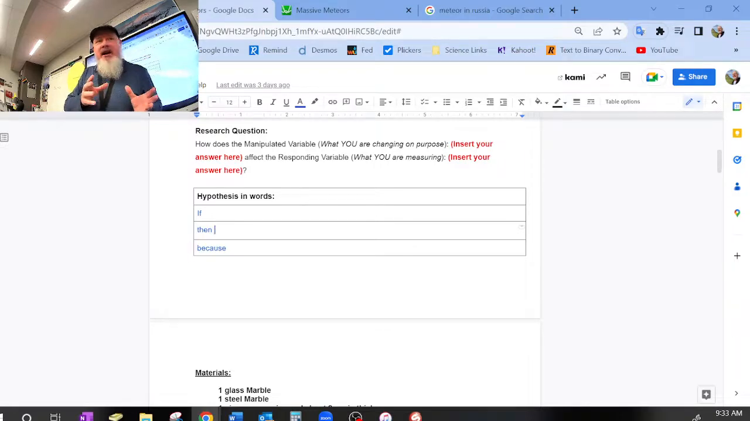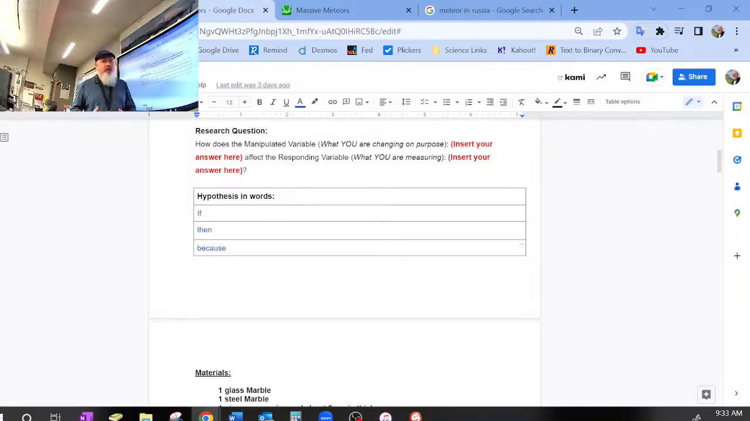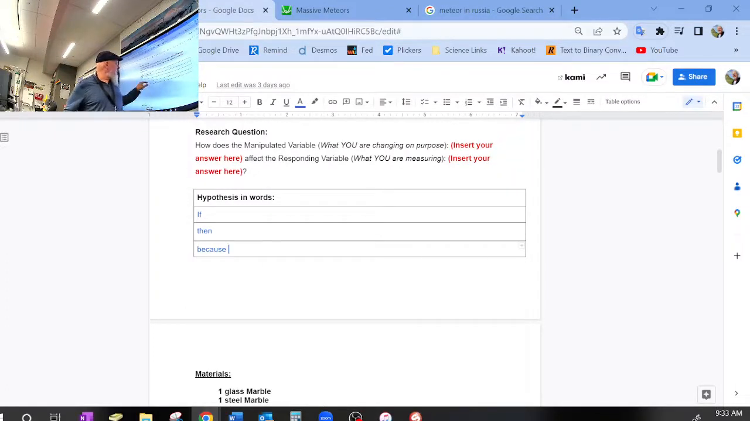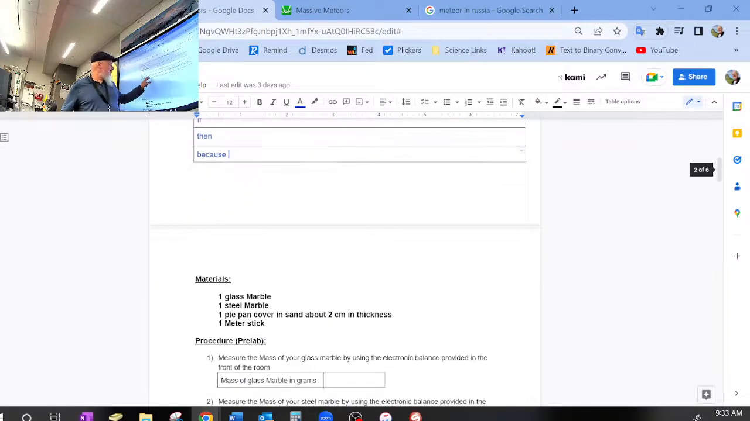So if we change something in the mass or the acceleration, it's probably going to affect the force. That would be a good reason. So if we do this, then this will happen because, and then that's your answer.